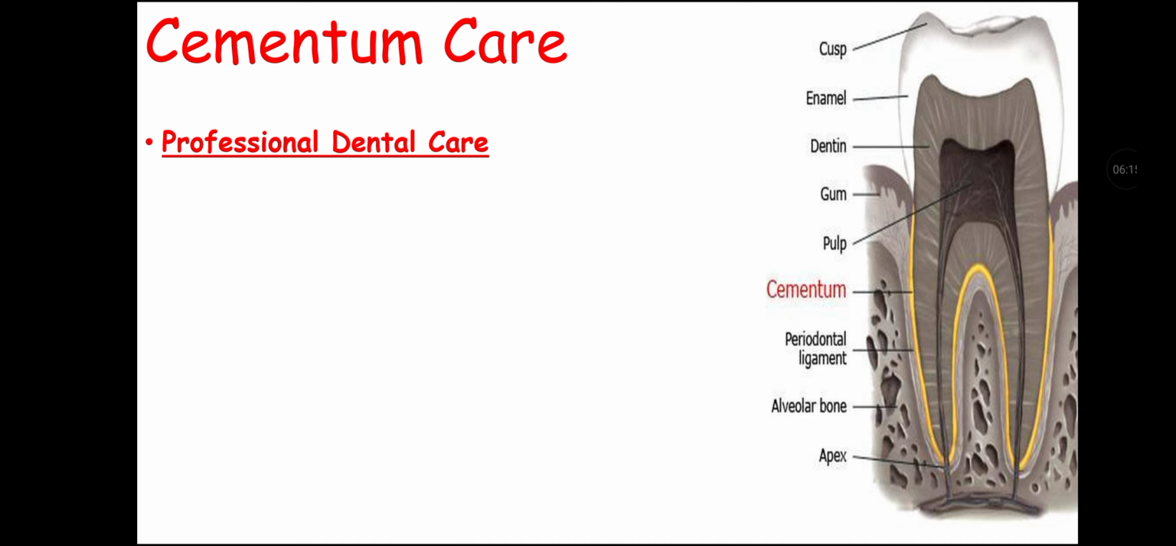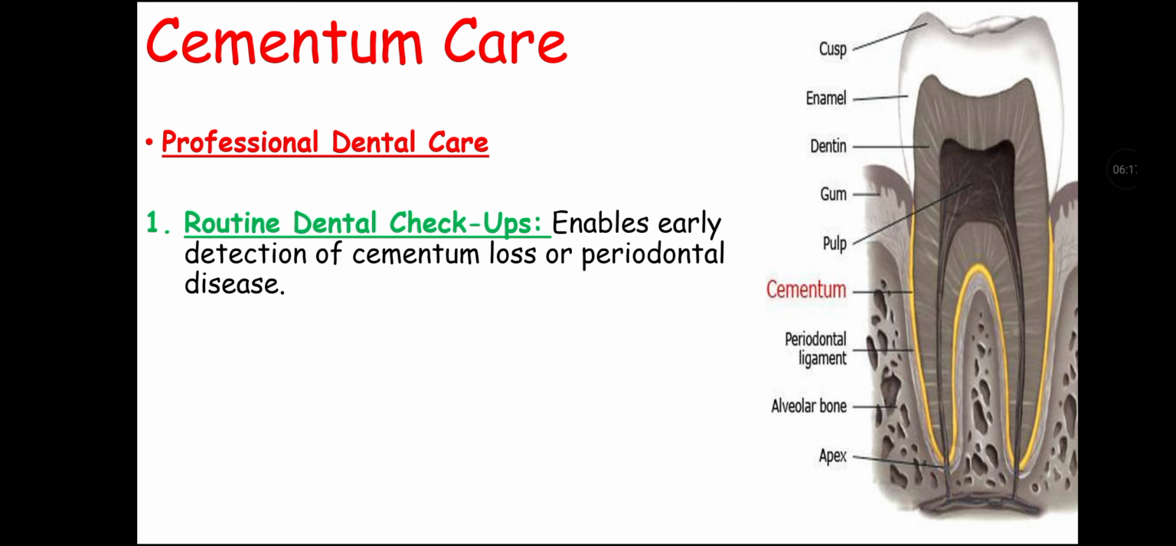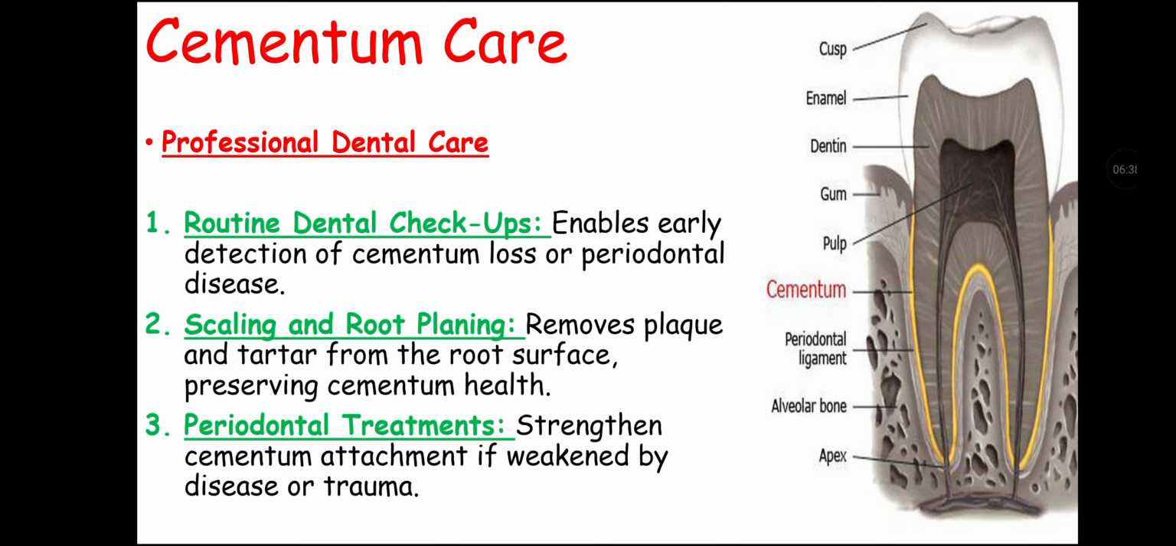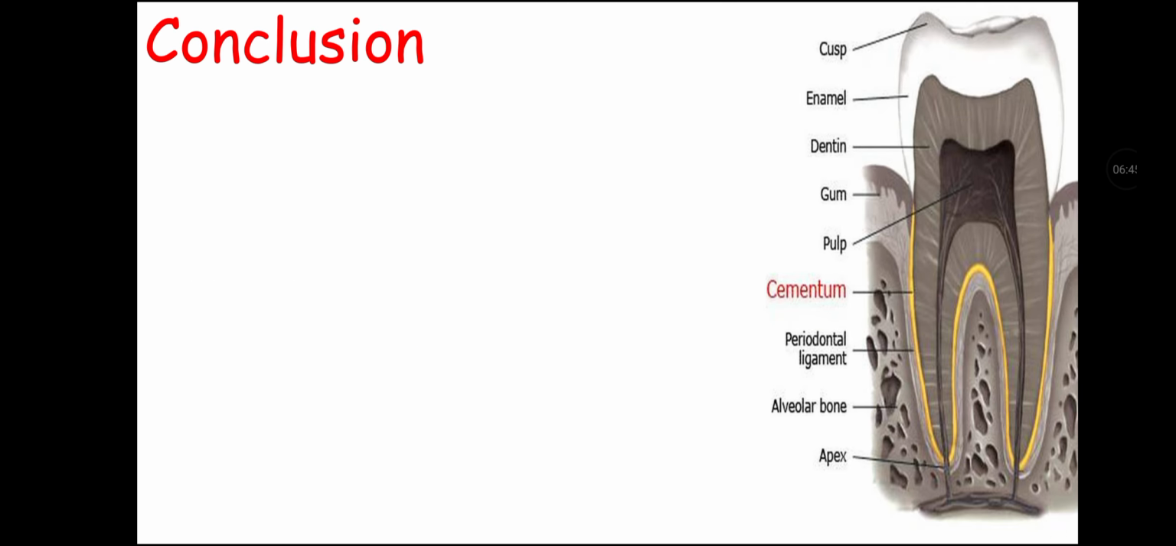Further talking about cementum care, we can do some professional dental care that may include routine dental checkups. That is, it enables early detection of cementum loss or periodontal disease. Thus, early detection can prevent cementum problems or cementum diseases. Second, we can do scaling and root planing that removes plaque and tartar from the root surface, preserving cementum health. And we can also do periodontal treatment in professional dental care as it strengthens cementum attachment if weakened by disease or trauma.